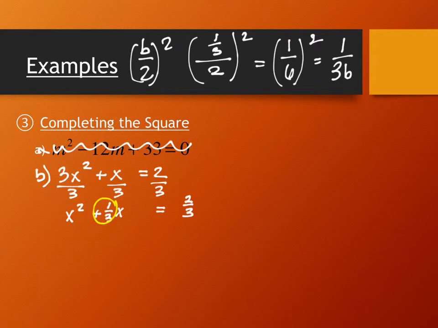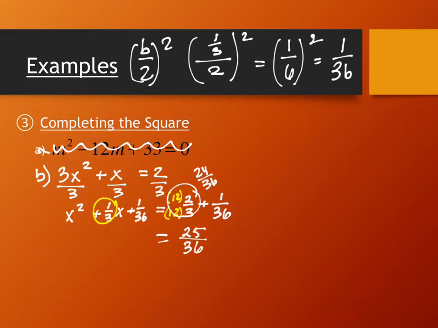Okay? So we've got 1/36 on both sides. The right-hand side is kind of challenging because I need to get common denominators. What would I have to multiply 3 by to get 36? 12 is correct. So this one right here is 24 over 36 plus 1, which gives me 25 over 36. You have no idea how wonderful that is, which you're about to know in just a minute.